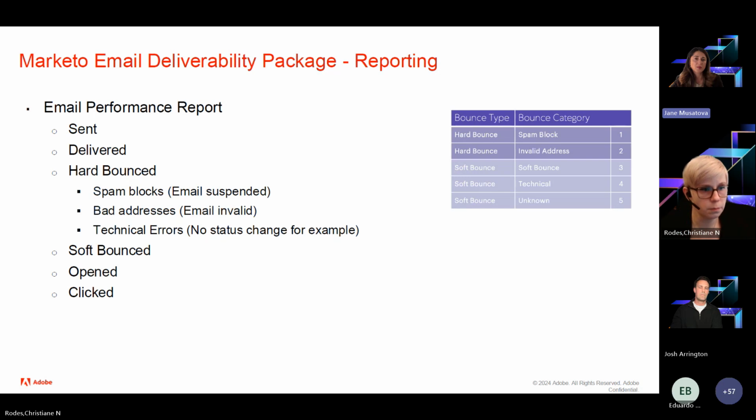So we've covered the hard bounces, spam block, and invalid emails. The soft bounces are usually category 3, 4, 5. And the soft bounce could be a technical problem. It could also be that the problem is unknown, and then you want to give it some time and investigate it. So using the email deliverability reporting can help you to actually understand it better.